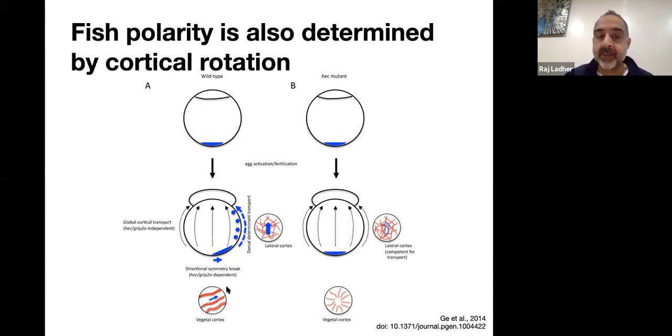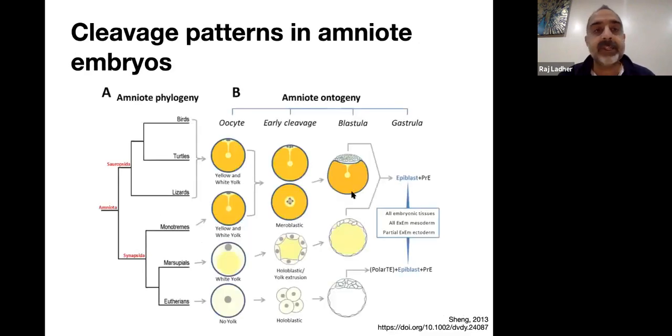It's thought it's probably the same pathway, the beta-catenin pathway, which is downstream of Wnt signaling, and so it's thought that in fish it's a very similar mechanism to amphibians in setting up that initial symmetry breaking. It's sperm entry which causes symmetry breaking and dorsal determination in fish and amphibians. So this is kind of easy.